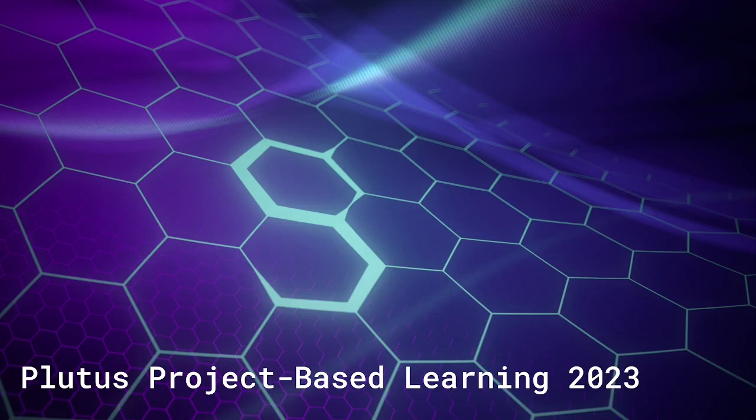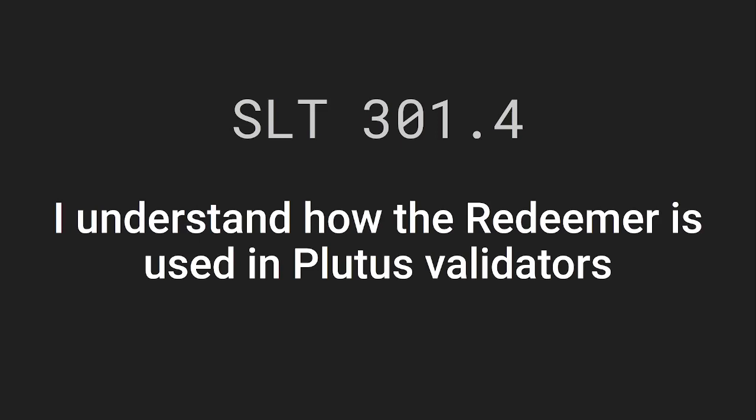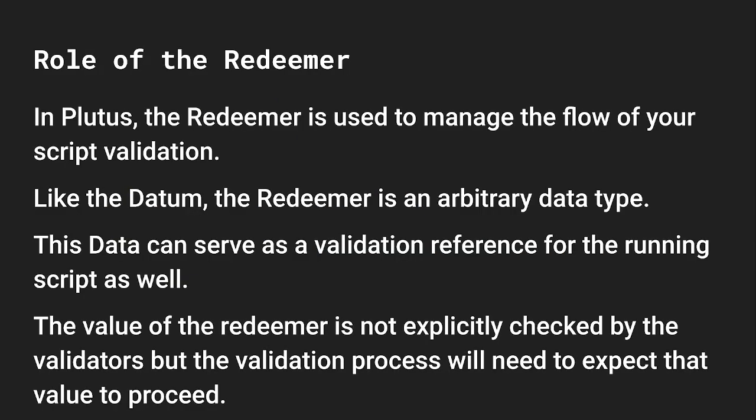Welcome to today's lecture, module 301 completion, about module 301.4. I want you to understand how the redeemer is used in Plutus validators. The role of the redeemer is to manage the flow of your script validation. In our example, we call it action, and based on it we control the flow of the user's interaction with the validation process.